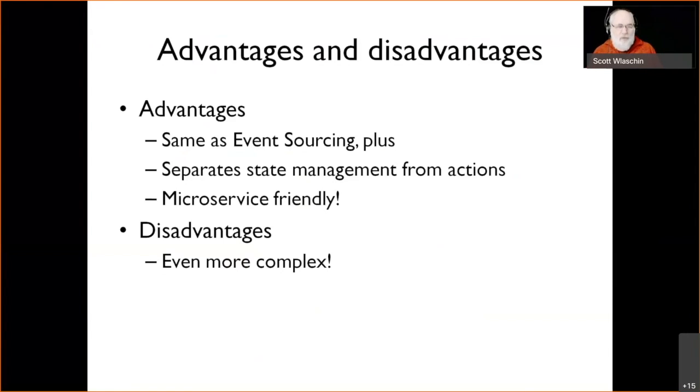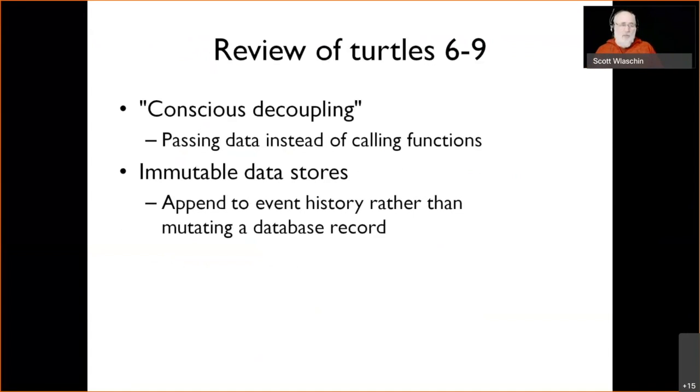We're not finished yet. So in the last few turtles, the batch turtle and the actor turtle, the event sourcing turtle, we've done this conscious decoupling. We're passing data instead of calling functions. And that's, like I say, a very useful technique in functional programming. And in the event sourcing one, we're using these immutable data stores. So rather than mutating a database record and updating a database record, we're appending to the event history. We never mutate anything on disk. We just add to it. And that has, from an auditing point of view, a lot of nice properties.